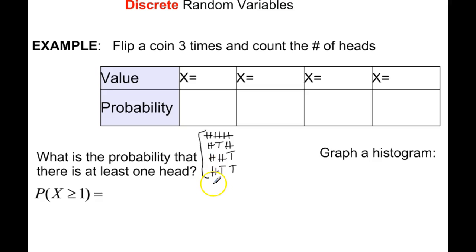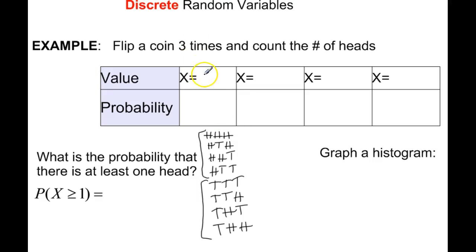Let's also do the ones that start with T here. So tails, tails, tails. Tails, tails, heads. Tails, heads, tails, and tails, heads, heads. I think we've covered every case. It looks like there are 8 cases.